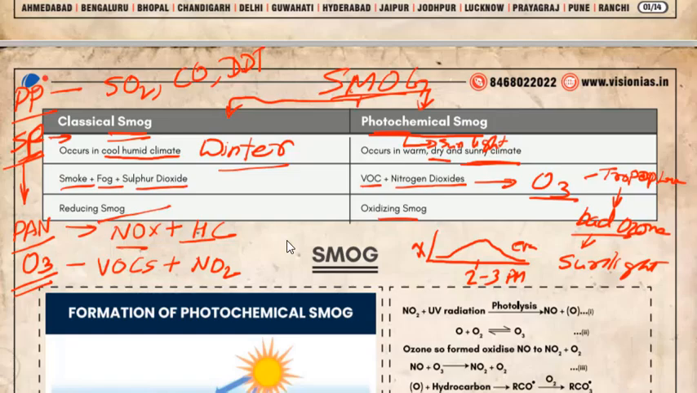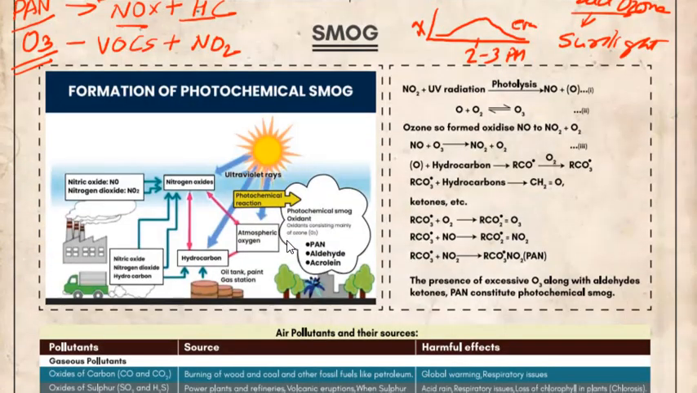Let's move to the next. It is given about the formation of photochemical smoke. I have already discussed. You should go through the steps, and different photochemical smoke oxidants are also given here: PAN, that is peroxyacetyl nitrate, aldehyde and acrolein. You should know these examples. And here the whole process is given.